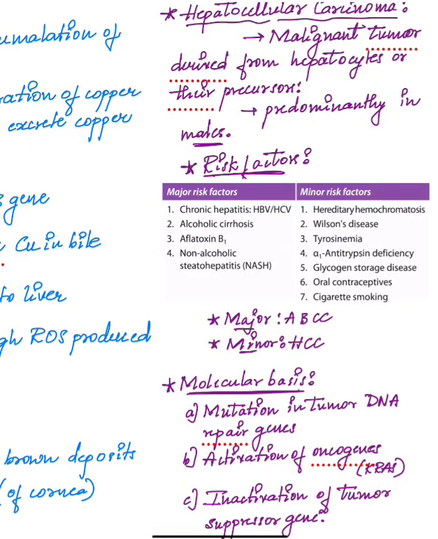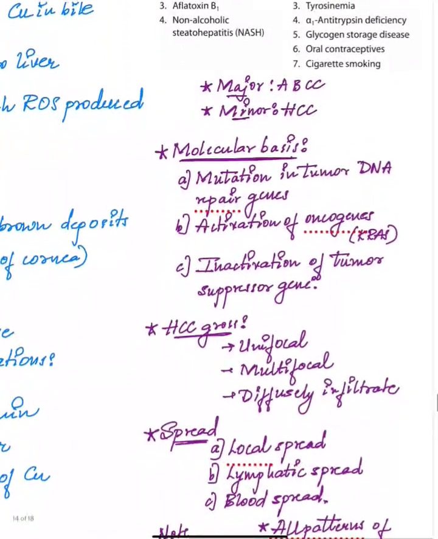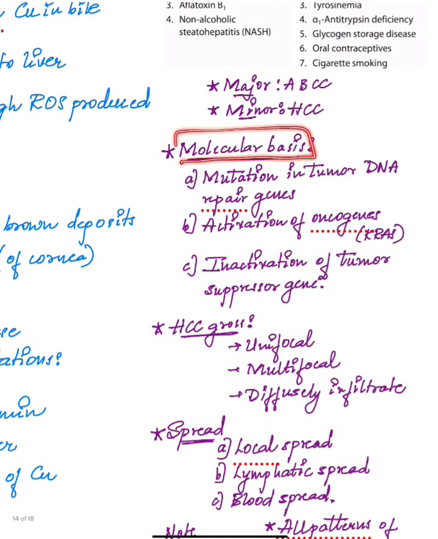Okay. The major risk factors are chronic hepatitis, which may be HBV or HCV, alcoholic cirrhosis, aflatoxin B1, and non-alcoholic steatohepatitis. Coming to minor risk factors, they are hereditary hemochromatosis, Wilson's disease, tyrosinemia, alpha-1 antitrypsin deficiency, glycogen storage disease, oral contraceptives, and cigarette smoking.